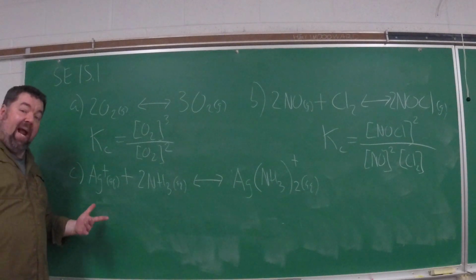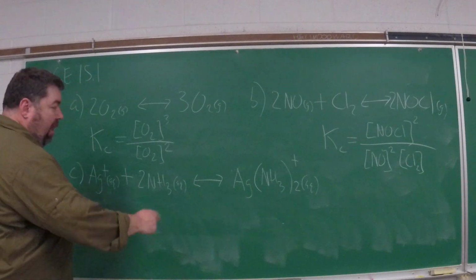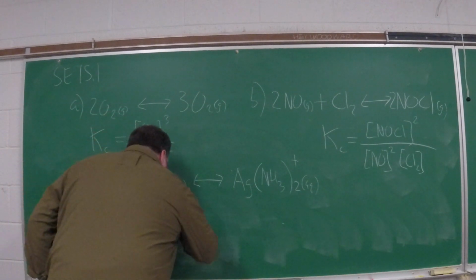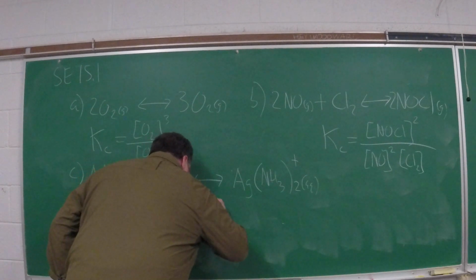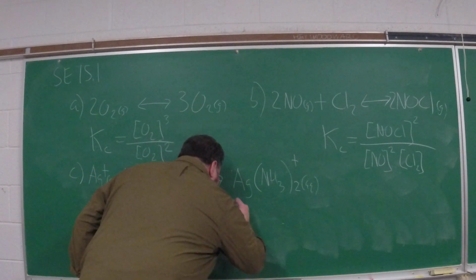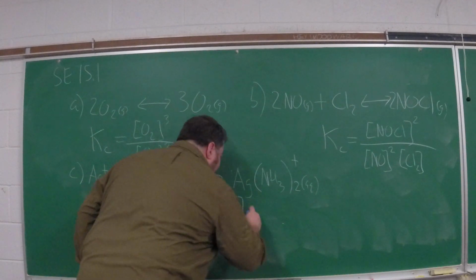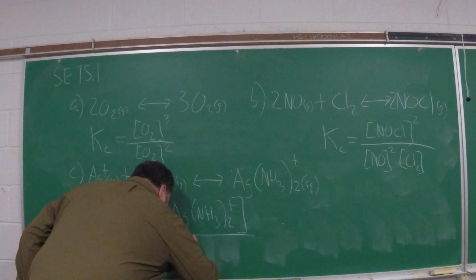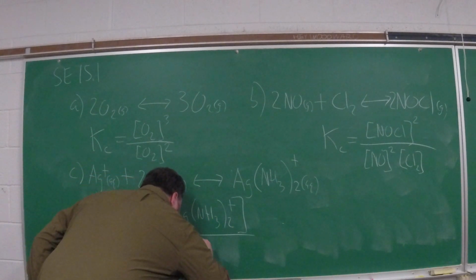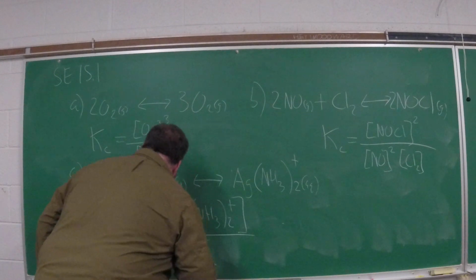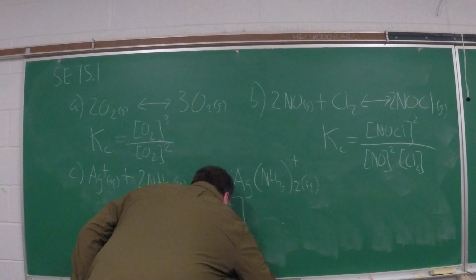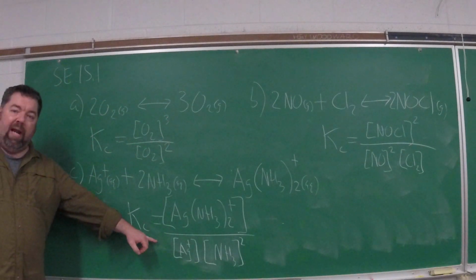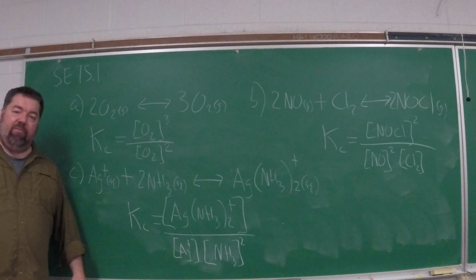Again, products over reactants. Like I keep telling you, memorize that. Kc is going to equal our product, the molarity of it with a stoichiometric coefficient of 1, divided by the concentration, molarity, of our reactants. Again, I think that's pretty straightforward.